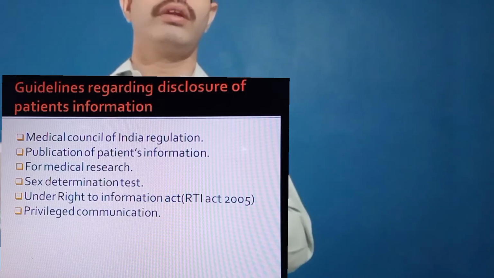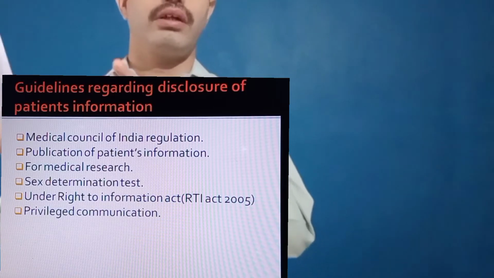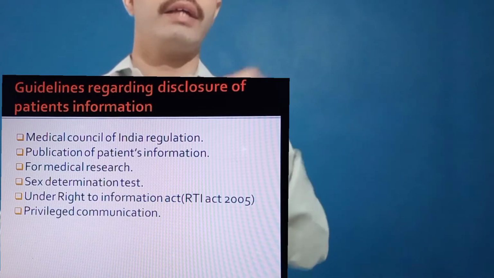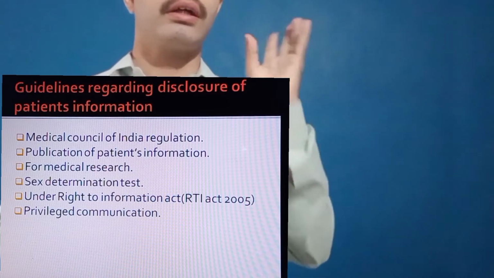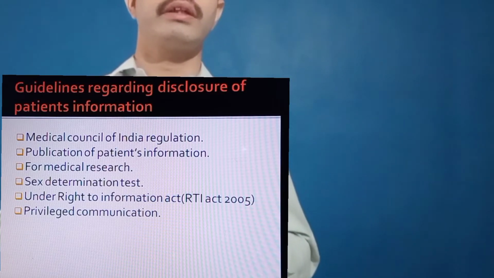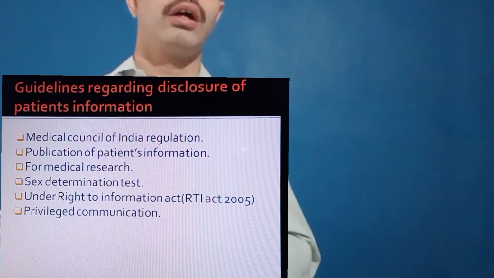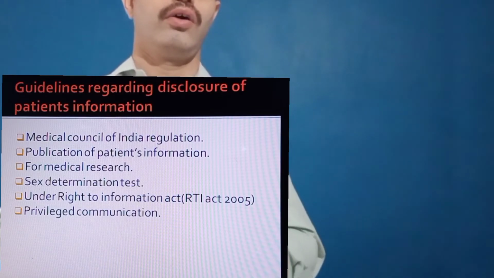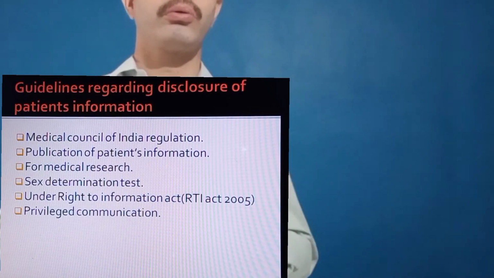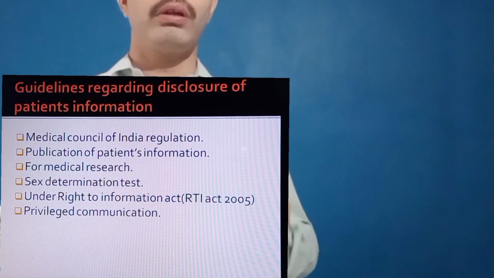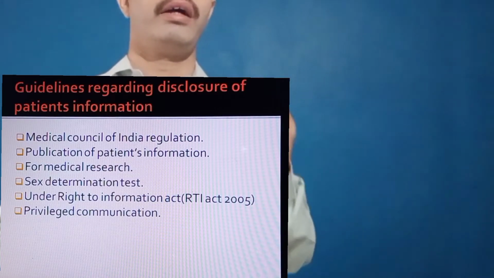confidentiality. So in that case, you should not publish the information of the patient if the patient has not given you written consent. So without the written consent, you should not publish any information of the patient when the identity is going to be revealed by any means, not only by name or photo, but by any other means.